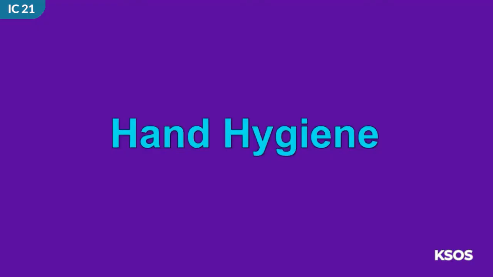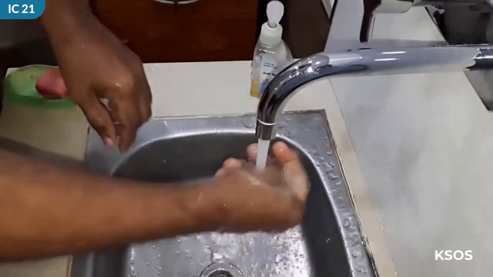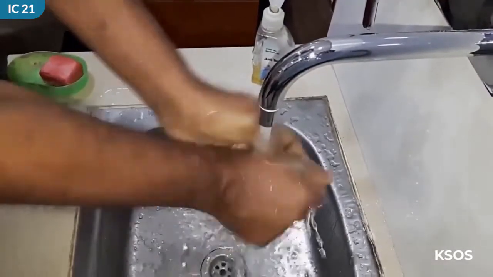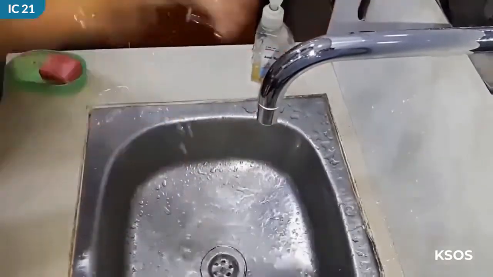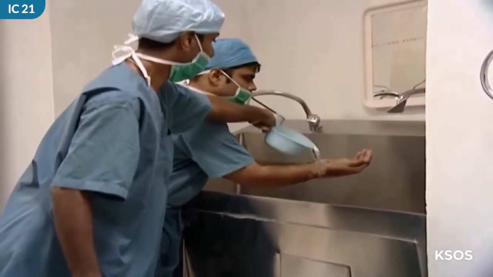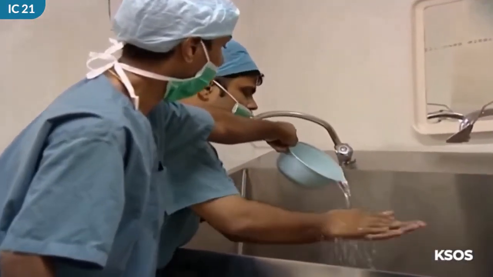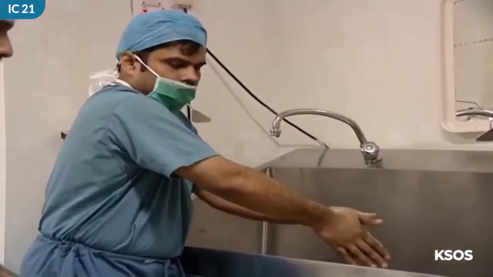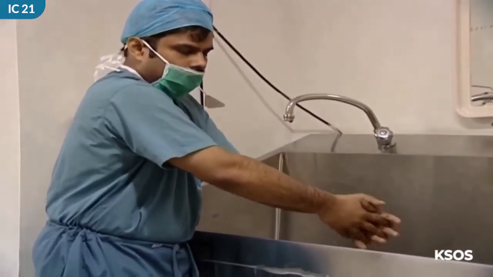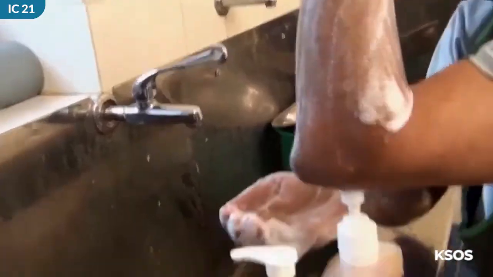Next topic is hand hygiene. This is a culture from a relatively clean hand. So hand hygiene like this is just not enough for a surgical procedure. The mistakes we make: we use water from stored containers, which is not safe for surgical hand wash. The mask he's wearing is not the proper way, he's holding it down. All these things are some of the mistakes we make.